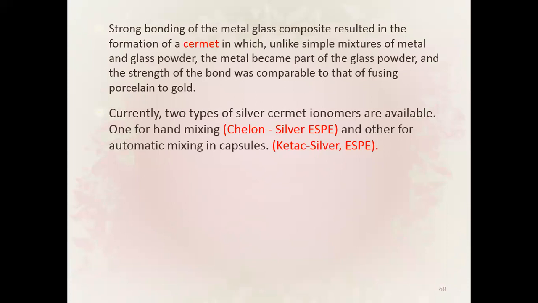Strong bonding of the metal glass composite resulted in the formation of a cement in which, unlike simple mixtures of metal and glass powder, the metal became part of the glass powder, and the strength of the bond was comparable to that of fusing porcelain to gold. Currently, two types of silver cermet ionomers are available, one for hand mixing, that is Chelon Silver, and the other for auto mixing in capsule, that is Ketac Silver. This is also an ESPE brand.